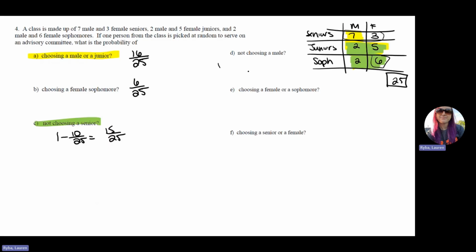Next one, probability of not choosing a male. So I don't want the males. I could do 1 minus the probability of a male, or I could just count up all the females. That's going to equal the probability of getting females, right? So 3, 5, 8, 8 and 6 is 14 out of 25.